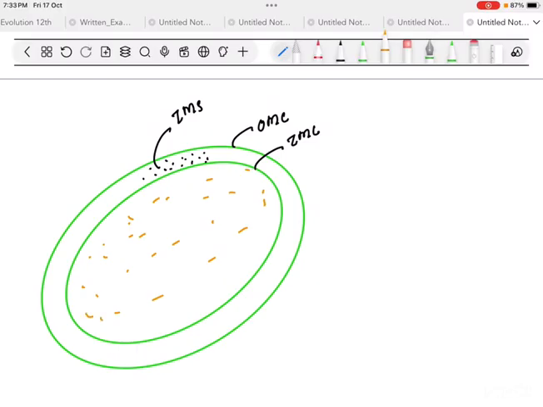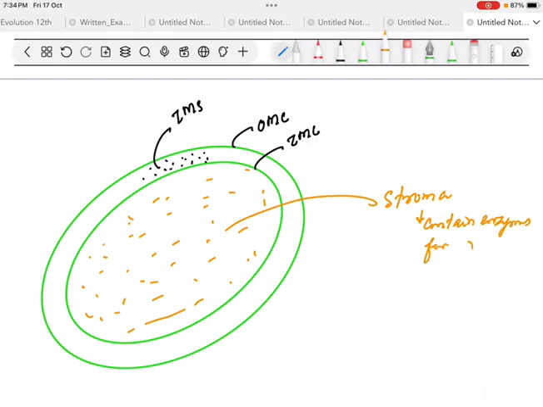It's a jelly aqueous-like fluid. Fine. It's jelly-like fluid here, and this is known as stroma, and this stroma possesses enzymes. This stroma contains enzymes for dark reaction.